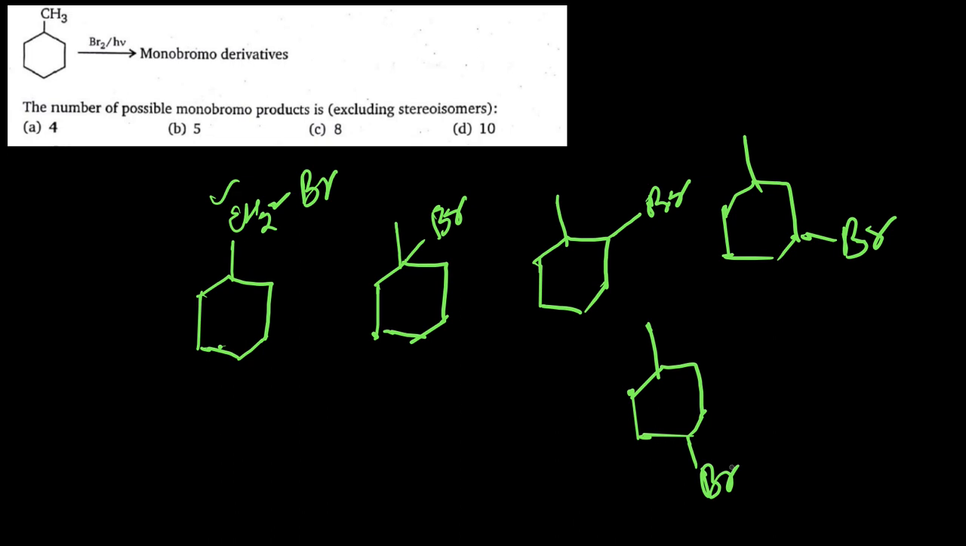Now students, among all these, if you see, all are chain isomers, so how many structures are you getting? 1, 2, 3, 4 and 5. So 5 is the correct answer. Is it clear? Okay. Now let's move to question number 7. Question number 6 is done. Let's move to question number 7.